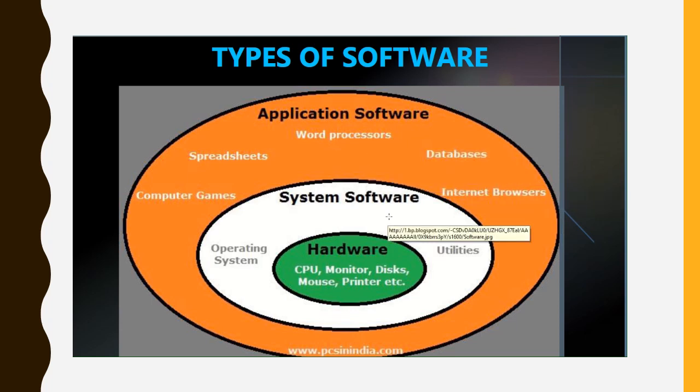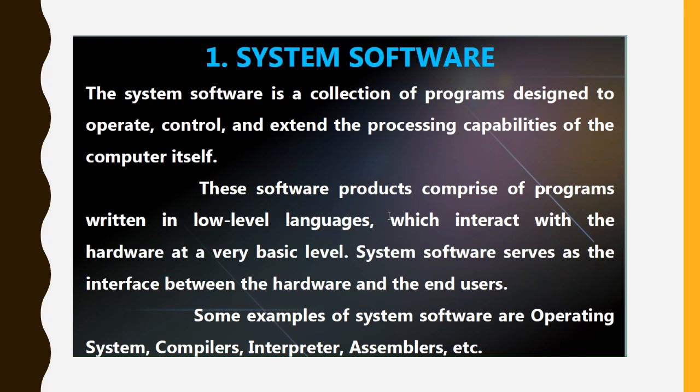Let's see one by one. First one is system software. What do we mean by system software? System software is a collection of programs used to design, operate, control, access and extend the processing capabilities of the computer itself. The software products comprise programs written in low-level languages. Low-level language means machine languages, which interact with the hardware at a very basic level.